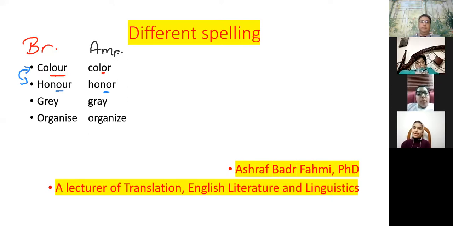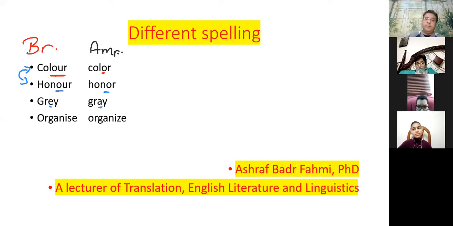Another example, the color gray. It's the same pronunciation in both American and British, but the spelling is different. Gray with E in British, gray with A in American.